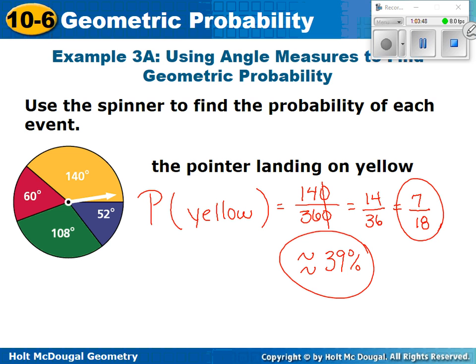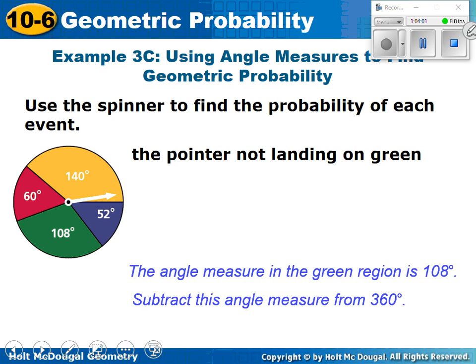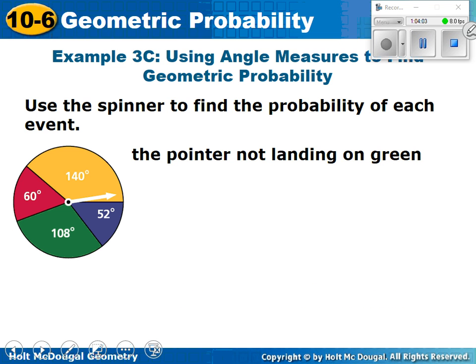Questions on those? Okay, let's see. I may do one more. I'm going to skip the next one. How about this one? The probability the pointer does not land on green. So that's the last one on the page we're on. What's going to go in our parentheses? Not green.